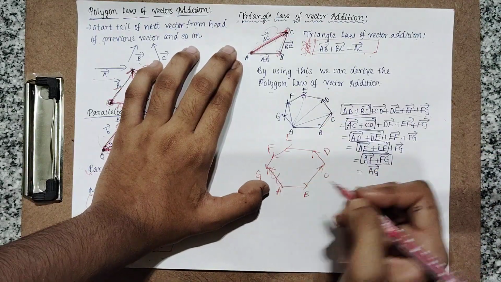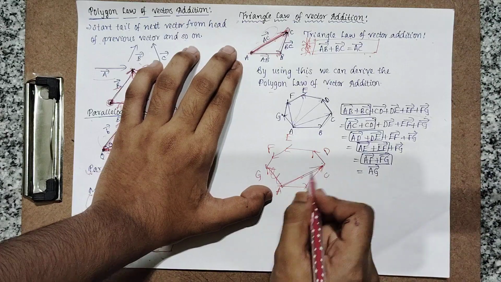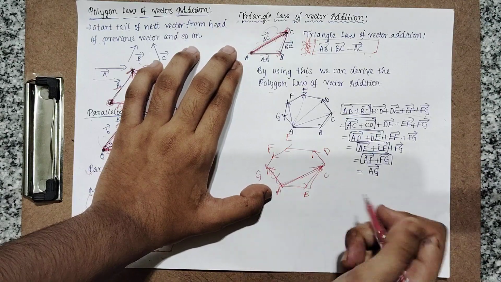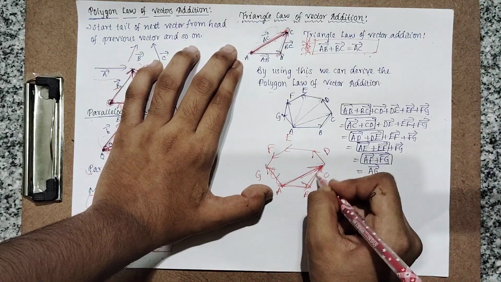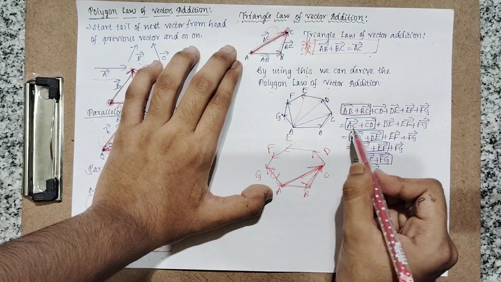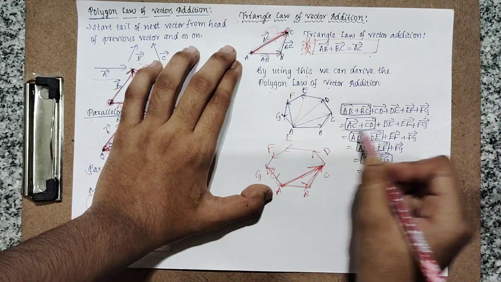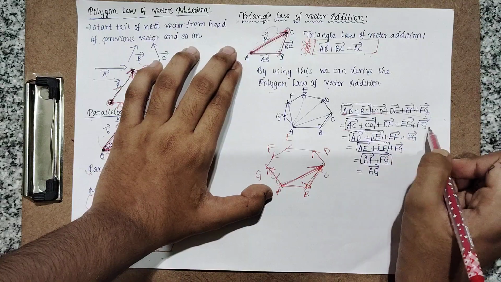Now, if you join this, here you can see a triangle ABC. Now, AB bar plus BC bar is equal to your AC bar according to this. So AB bar plus BC bar should be equal to AC bar. And now continue this series again. CD bar plus DE bar plus EF bar plus FG bar.